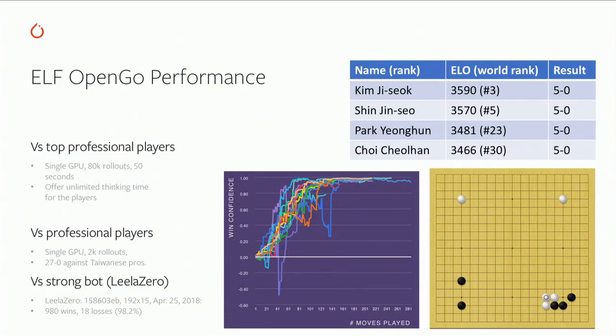We actually collaborated with the Korean Go Association on a friendly game between professional players and ELF OpenGo. We invited 4 professional players, all at the top 30 level, and each of the players played 5 games against ELF OpenGo. And they all lost. And we actually used only a single GPU to play the game.